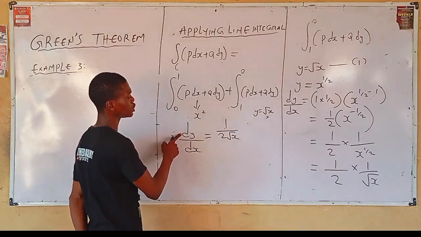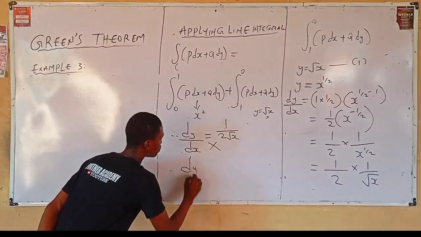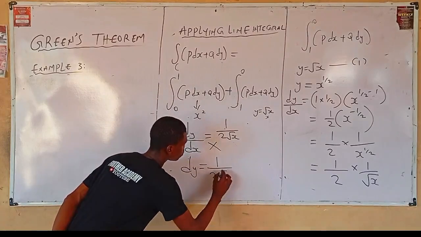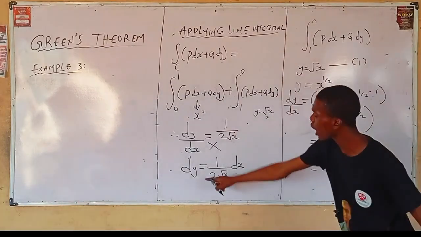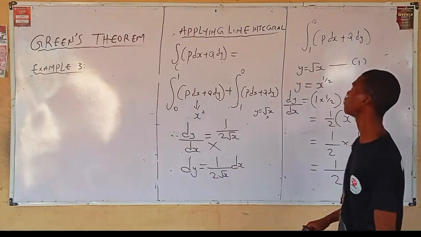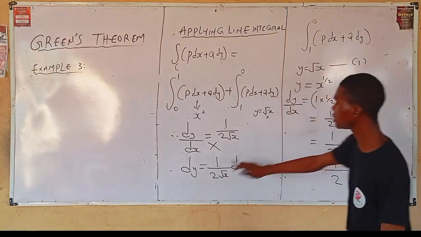Make dy the subject of the formula, meaning cross multiply. You have dy is equal to 1 over 2 square root of x dx. So anywhere I'm saying dy, I'll be substituting this expression. Alright, so this is y, this is y, this is dy.